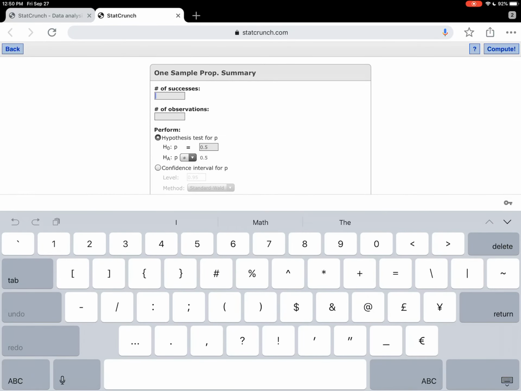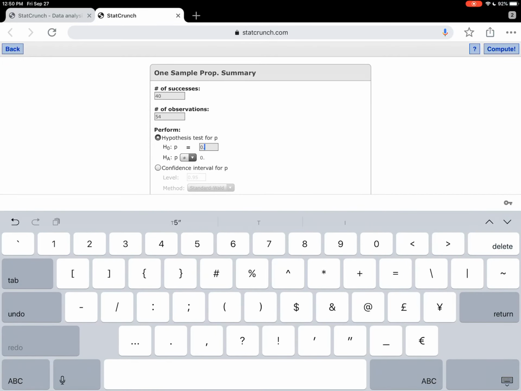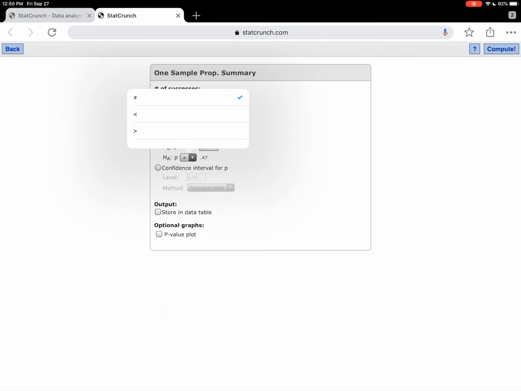So same kind of setup. The successes were 40 out of 54. Instead of changing it to confidence interval, though, now we want to leave it on the hypothesis test option. But you're almost always going to have to change these hypotheses to match what we had written on our paper. So what did we write as our H sub naught? We had P equals 0.47, and we had as our H alternative, P does not equal 0.47, so that pops up automatically. Notice under here you can change it to greater than or less than if we need that, but this one we were doing the double-sided anyway.